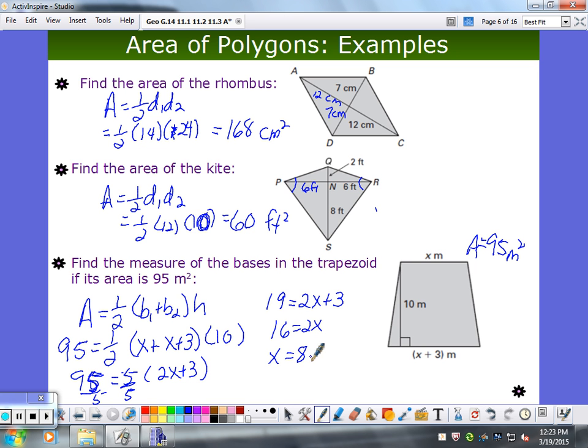So x is 8. Now what do they want me to find? Find the bases, right? Don't just say, yeah, I found x and move on. I want the bases. So one base here is x, that's 8 meters. And the other base is x plus 3, 8 plus 3, 11 meters. So those are the bases. Simple, right? That was easy.